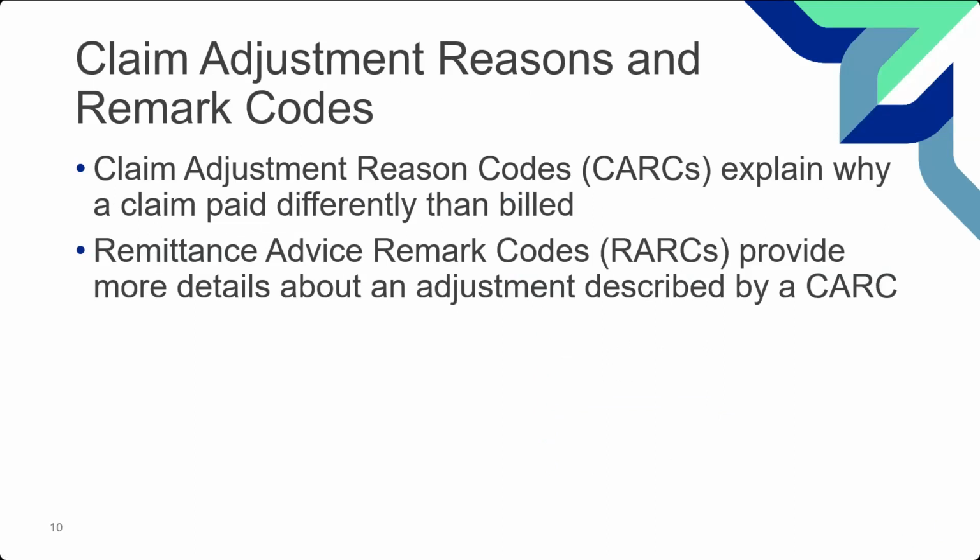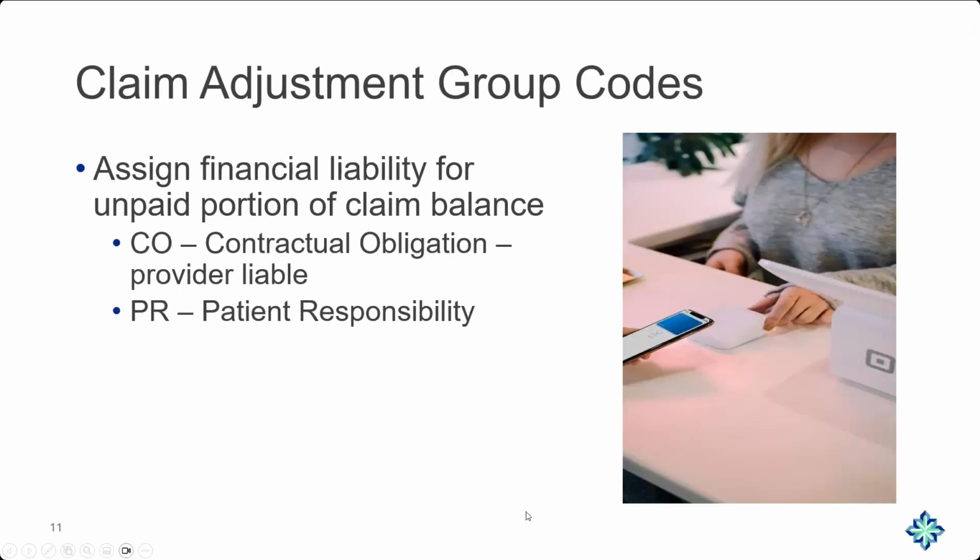When claims paid differently than billed, a claim adjustment reason code will appear on the remittance advice. Sometimes a remittance advice remark code will also appear. The remittance advice remark codes, or RARCs, actually expand on details that are described by a reason code, and they do so to provide more details about the adjustment to the claim.